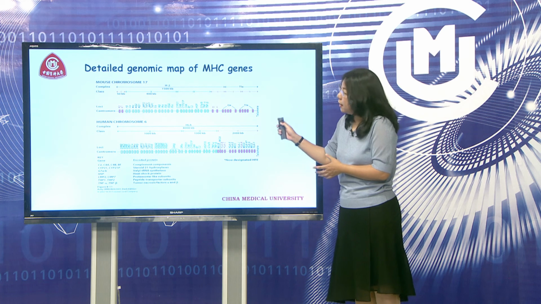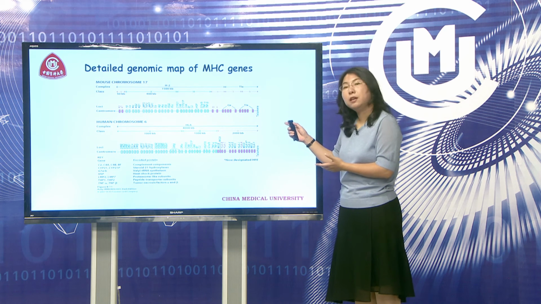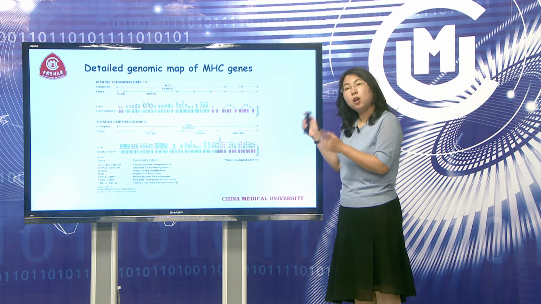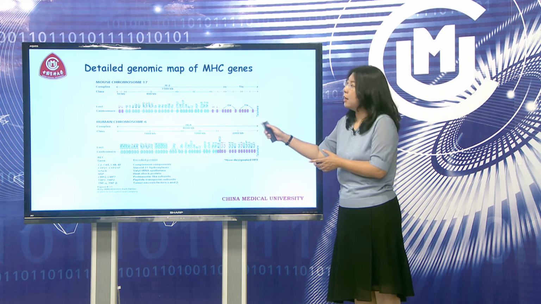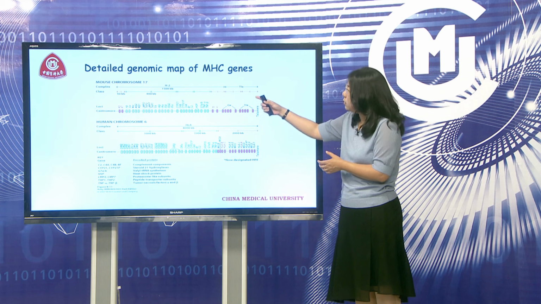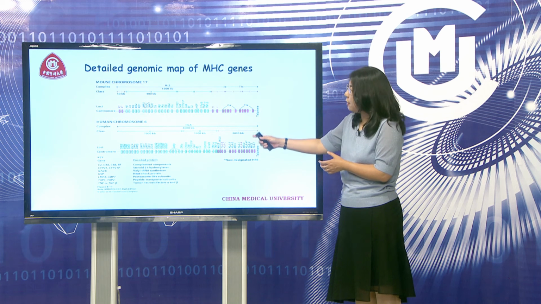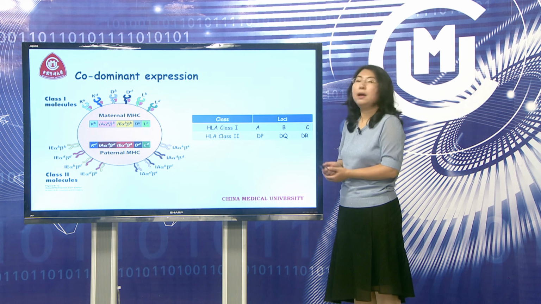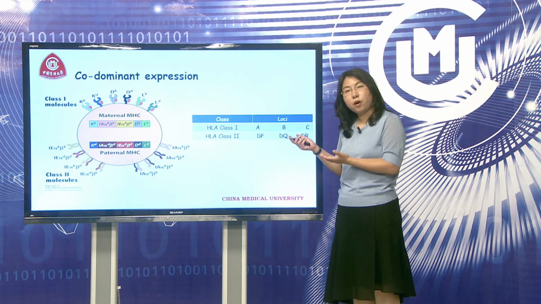So let's think about its concept. These MHC genes are located in a very narrow region in the chromosome. For mouse, it's chromosome 17, and for human, it's chromosome 6. And let's see some characters for the MHC.